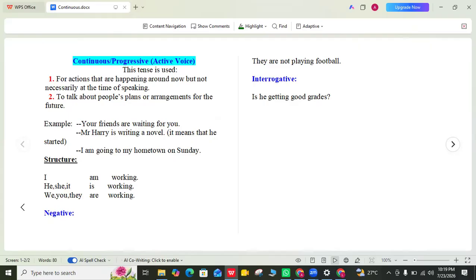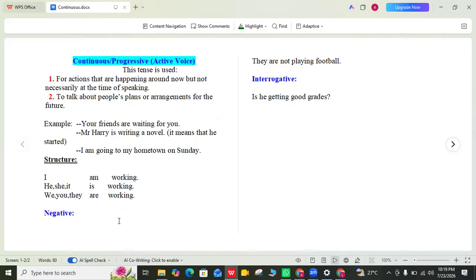So, I am working. Okay, if I have to add objects, I can say I am working in the bank. He is working in a farmhouse. We are working in a mill.